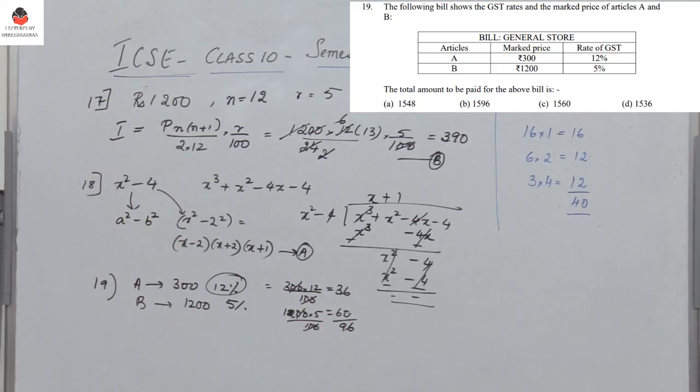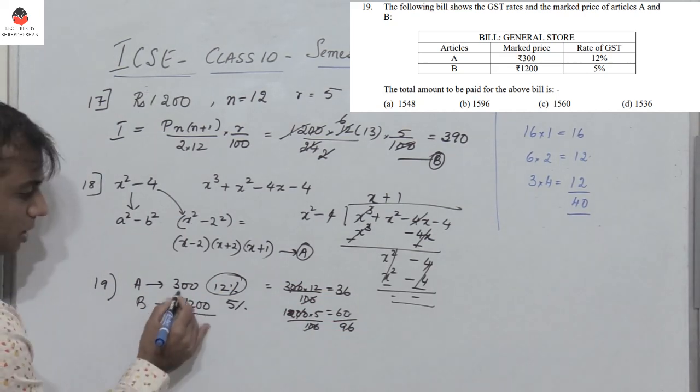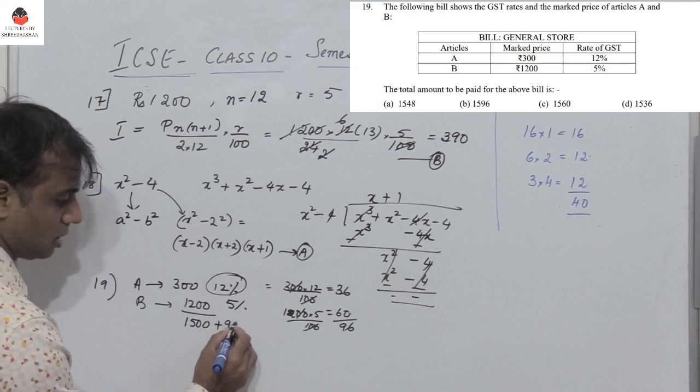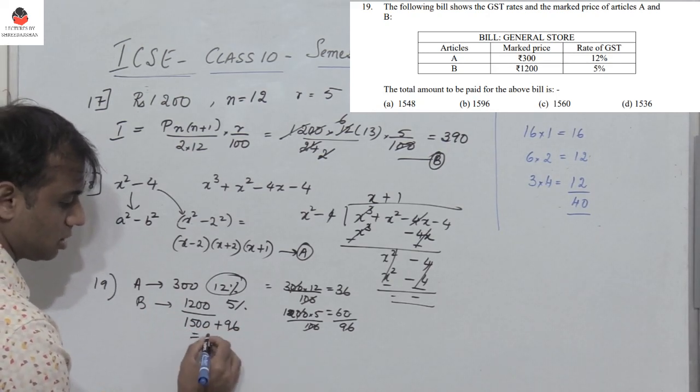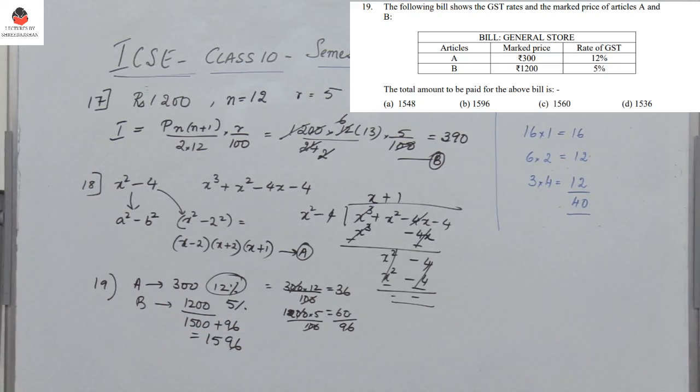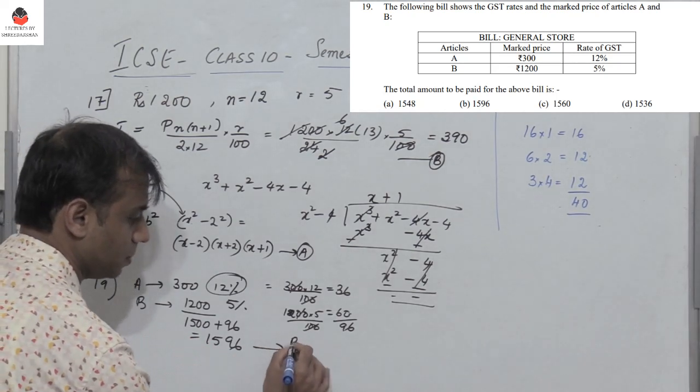Now what is the total amount to be paid? It would be 300 plus 1200, which is 1500, plus 96. So the total amount is 1596. Check which is the right option. 1596 is option B.